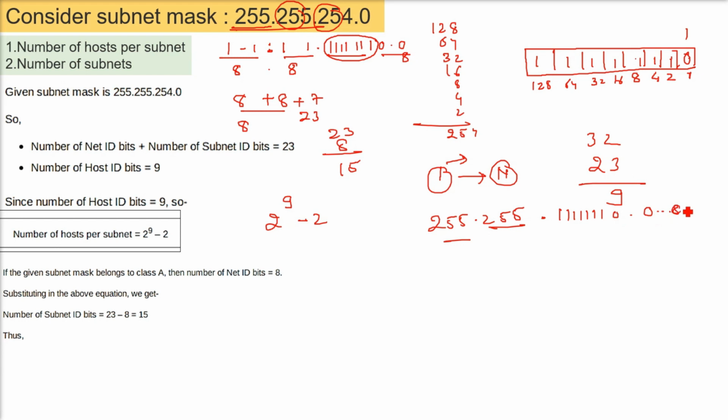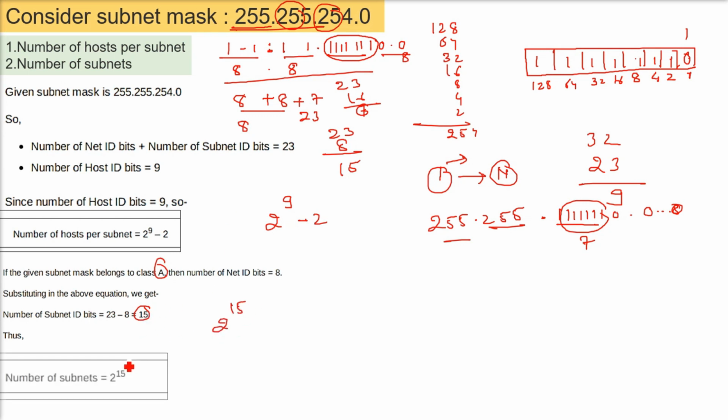If this subnet mask is of class B, what do we have to do? See, it will not be 15 then. It has to be 23 minus 16, because the first 2 octets will tell you the network address in class B. You have to subtract 16 then. And if it is class C, you have to subtract how many? Well, this will not correspond to that example because this is not 255 in the third octet. But if we assume it to be class A, the first octet is for network. So you have to subtract that, and it will be 15. 2 to the power 15 will be the number of subnets. This is class A.